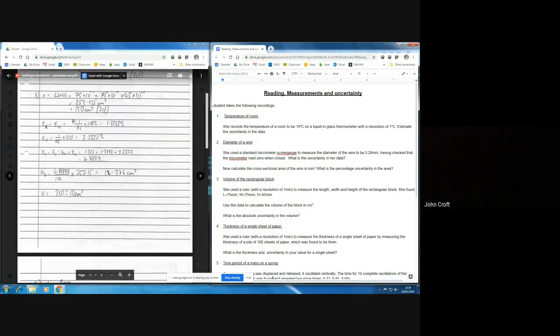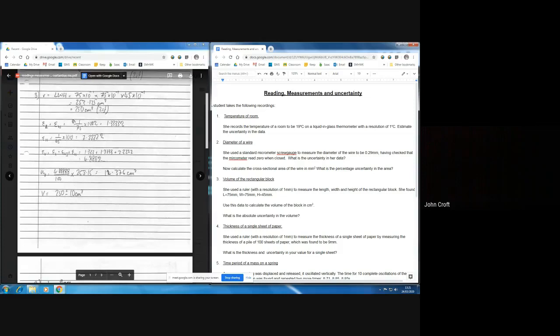Number 3, the volume of the block. He wants it in centimeters cubed, so I've converted these into centimeters here. I get 2.53125. I've kept that as the full value because I'm going to need it later on in the calculation, but I've written it to two significant figures because the numbers it's calculated from are 75, 75, and 45. They're all 2 significant figures, and then we give our answer to two significant figures.